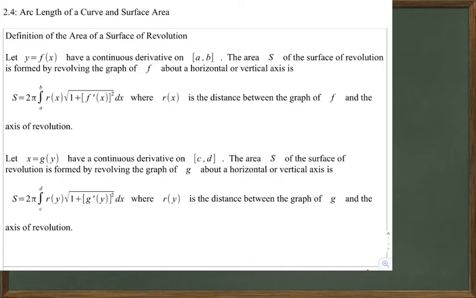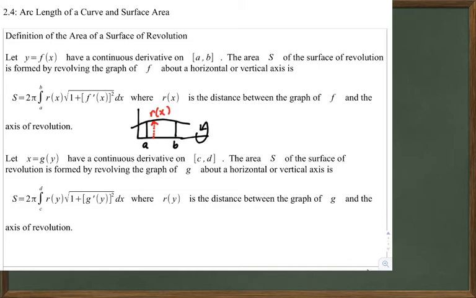So if we let y equals f of x have a continuous derivative on a closed interval AB, the area S of the surface of revolution is formed by revolving the graph of f about a horizontal or vertical axis. So here would be our function f of x from A to B, rotated, we'll say, around the x-axis. R of x is kind of like your radius, so that's the distance between f and the axis of revolution. So there it is. Most of the time, that's going to be your function f of x.